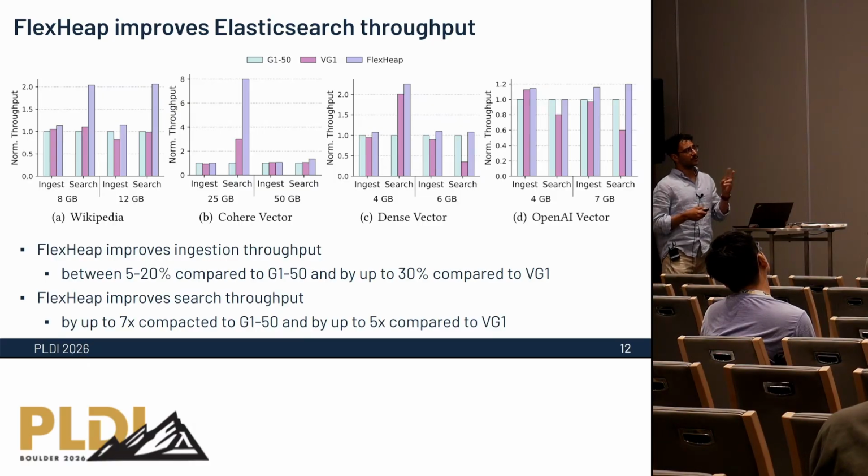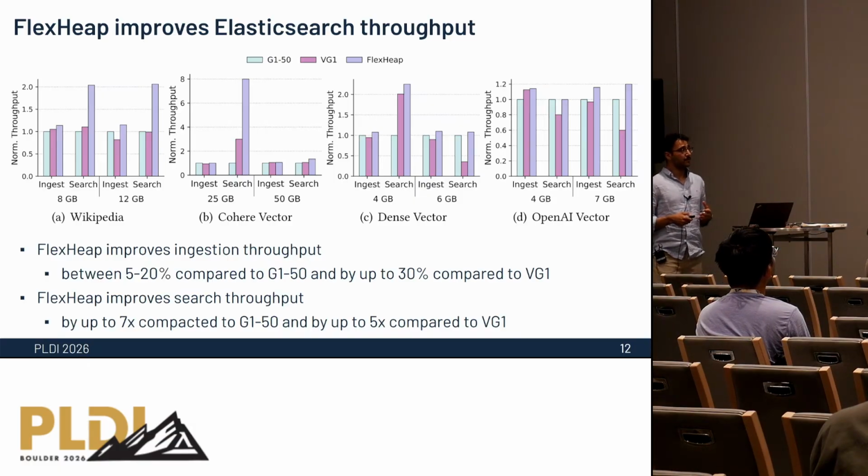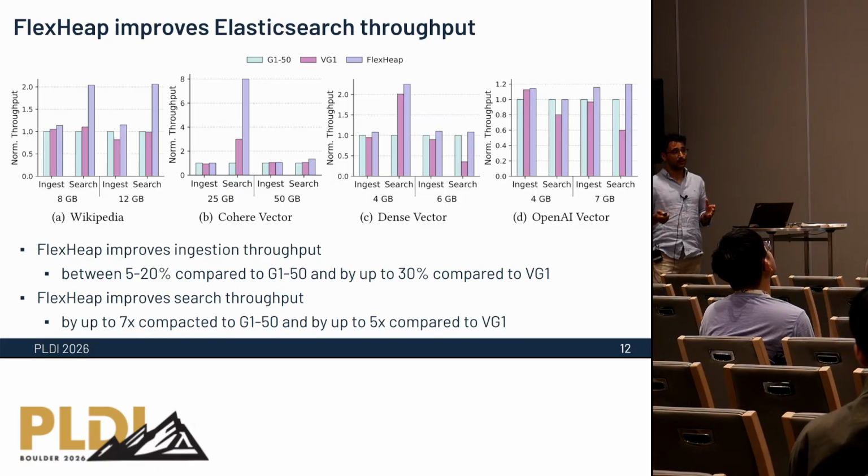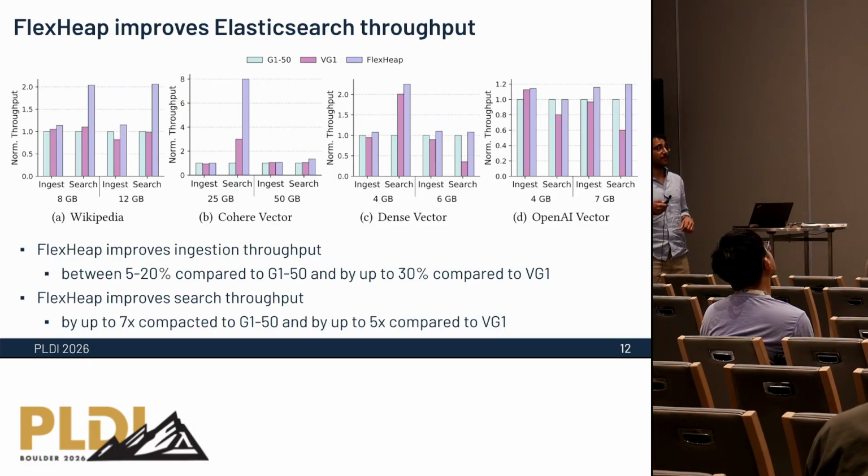And we use 2 different DRAM budgets for Wikipedia, Cohere Vector, Dense Vector, and OpenAI Vector. FlexHeap improves the ingestion throughput by 5 to 20% compared to G1 50, and by up to 30% compared to VG1. And FlexHeap also improves the search throughput by up to 7 times compared to G1 50 and by up to 5 times compared to VG1.